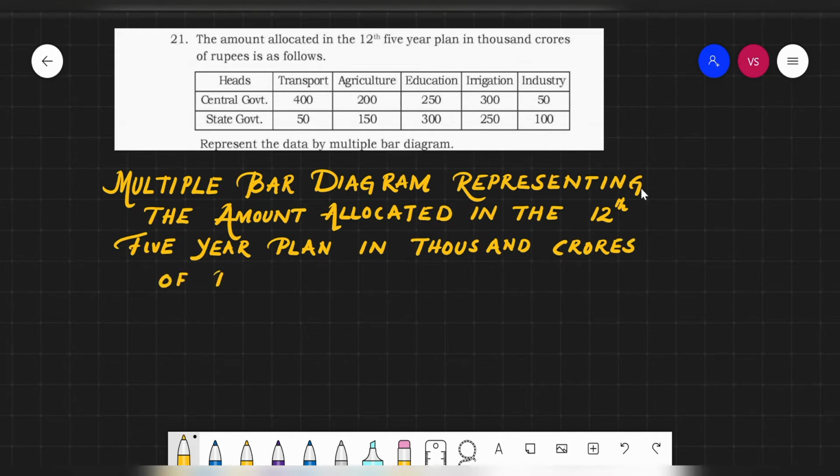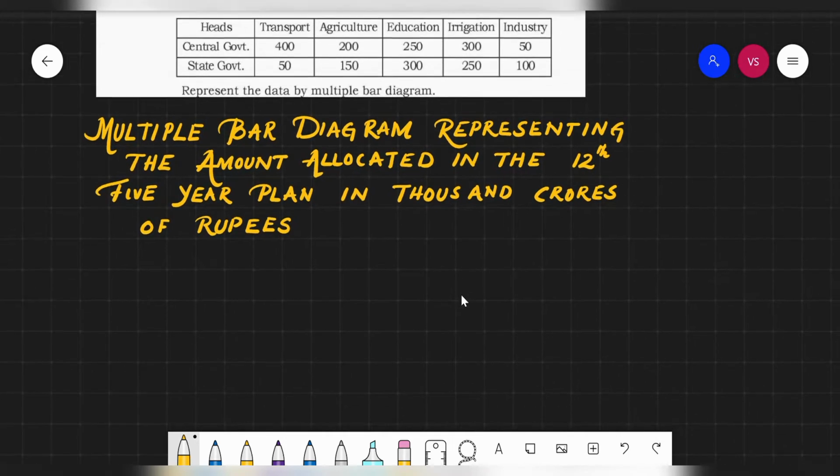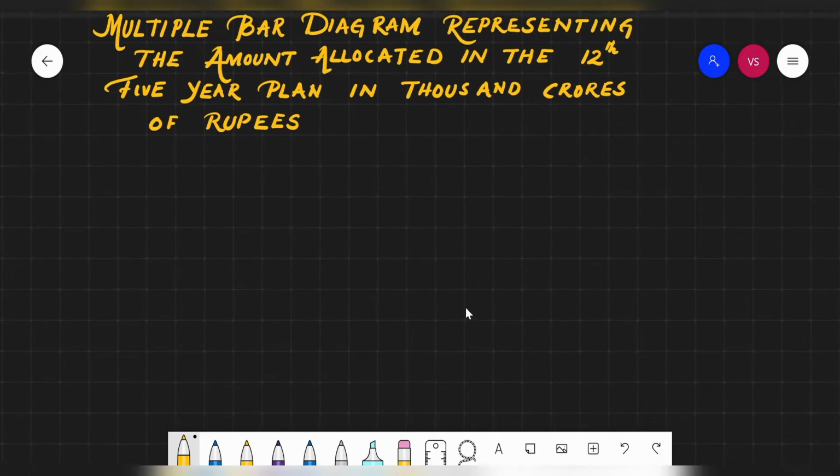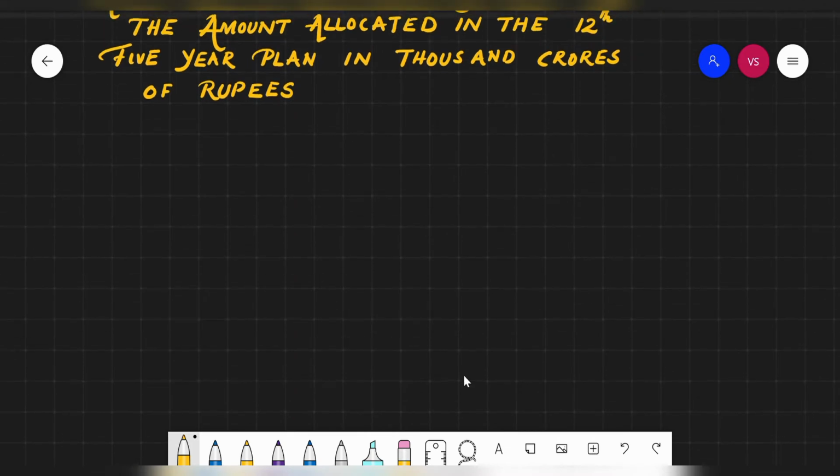Okay, so this is how we need to write, students. I know it takes some time, but it is mentioned that we need to make the title, and for that marks are allocated, students. Remember that. Okay, multiple bar diagram representing the amount allocated in the 12th five-year plan in 1000 crores of rupees. This is what it is all about. Clear? Okay, so now let me start drawing the data, students, drawing the line.